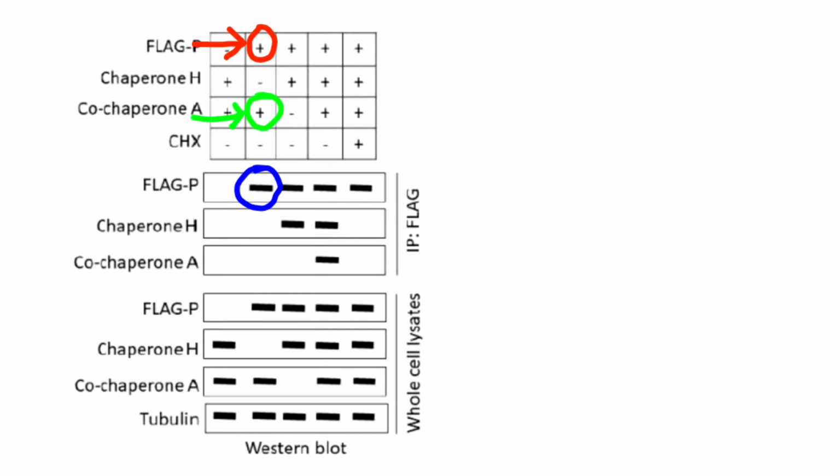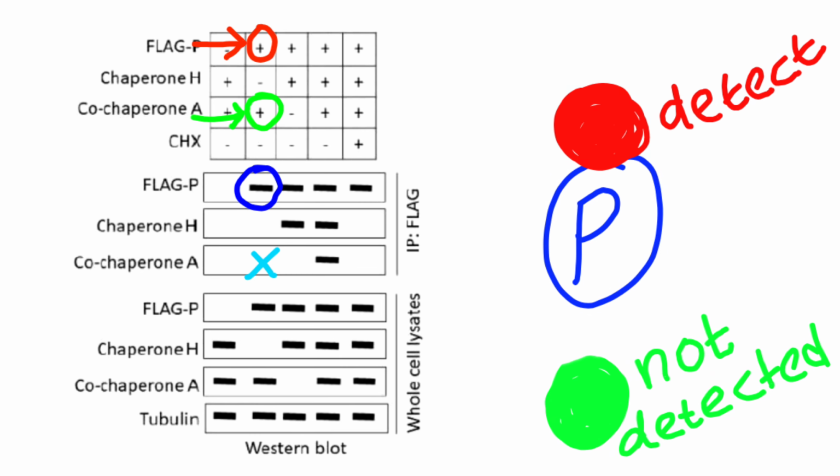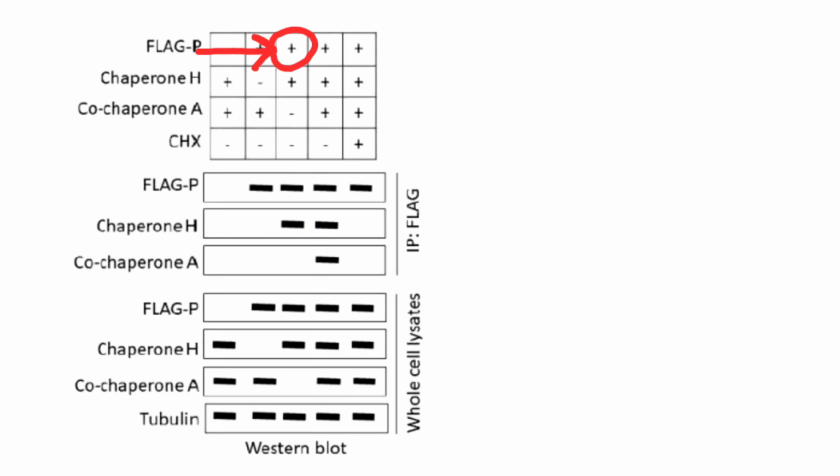Although co-chaperone A is present in this lane, its band is not visible. This is because immunoprecipitation is performed using anti-flag antibody, and only proteins that interact with the protein P will be detected. Since co-chaperone A does not interact with the protein P, no band appears for it. If it were interacting, a band would be visible. In the third lane, protein P and chaperone H are present, and both bands are visible. This indicates that chaperone H interacts with the protein P.